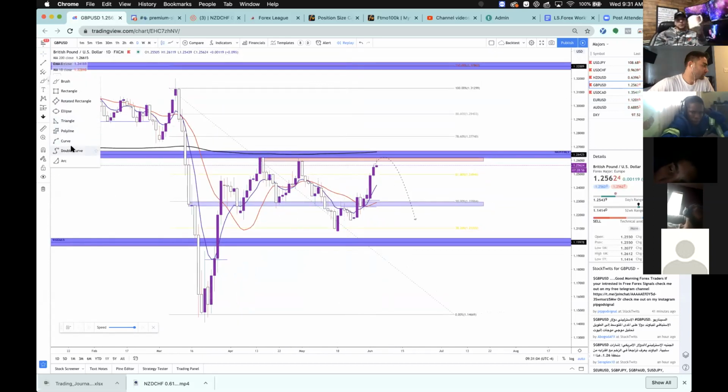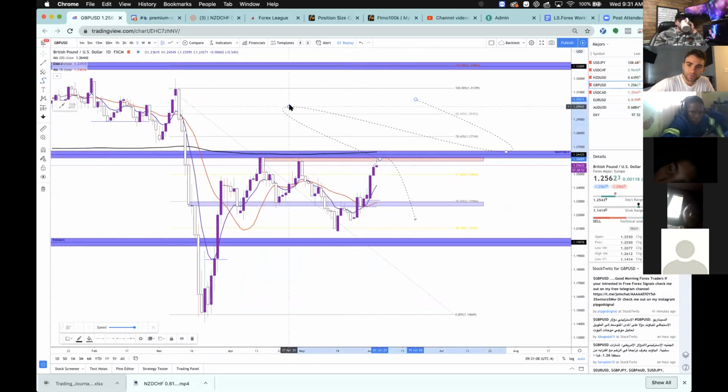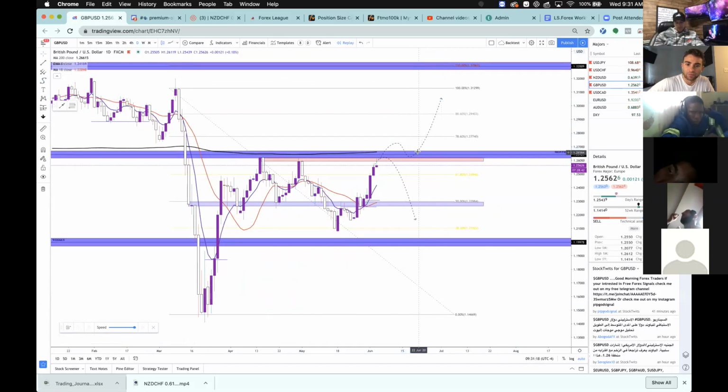So what I'm going to do is I'm just going to throw on here. We need to break. Boom. We need to break really above this level of structure and our monthly level, and a little bit of a retest before we consider long opportunities.